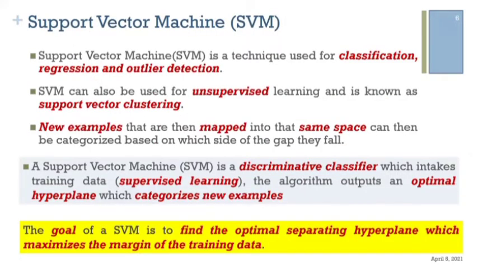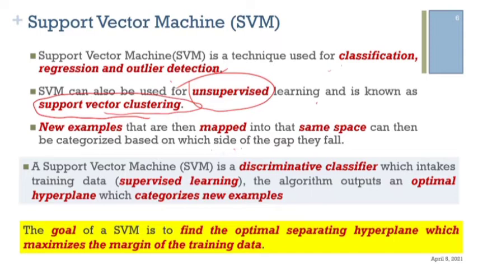Now, support vector machine is a technique used for classification, regression, and outlier detection. See, it can also be used for unsupervised learning, which we are going to consider as the last topic. After this topic, we are going to talk about unsupervised learning briefly, inshallah, to introduce you to it. In that case, we call it support vector clustering. When the output is missing, we use unsupervised learning to solve the problem.